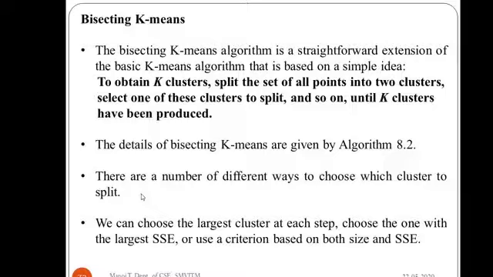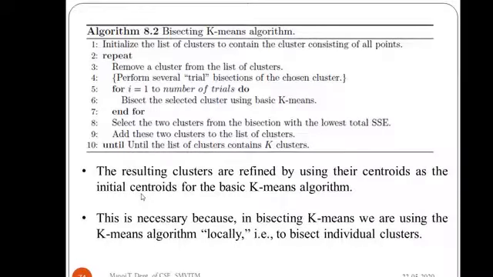The details of the bisecting K-means algorithm are as shown below. The first step is to initialize the list of clusters to contain the cluster containing all the points. Then you repeat the following steps. First, you remove a cluster from the list of clusters. Perform several trial bisections of the chosen cluster: for i equal to 1 to the number of trials, bisect the selected cluster using basic K-means.